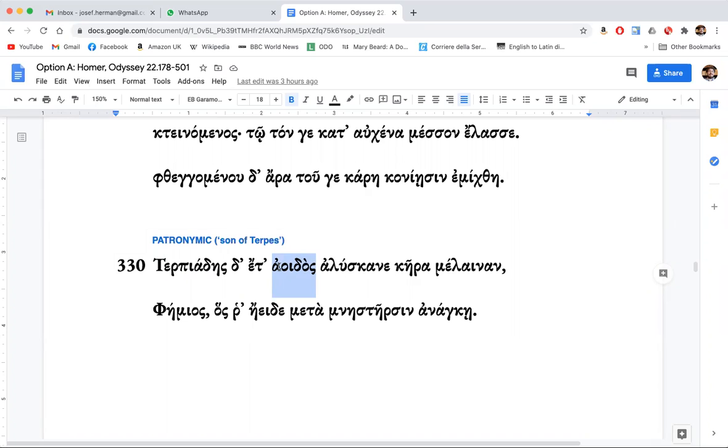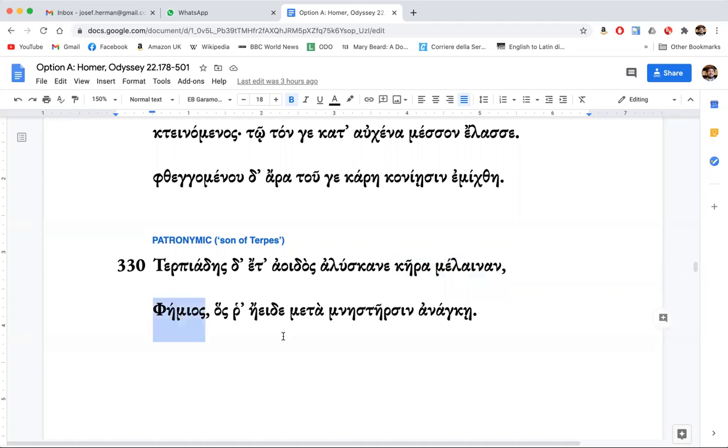He was still, right, eti means still, he was still aluskana, he was still avoiding, and the object is kera melainan. Now the adjective melas means dark, which we discussed in class. This adjective gives us in English words like melanin and melatonin and things like that. And the noun is kera. Now, kera can mean fate or something. You could also translate it as death, right? Various meanings. So he was still avoiding dark death.